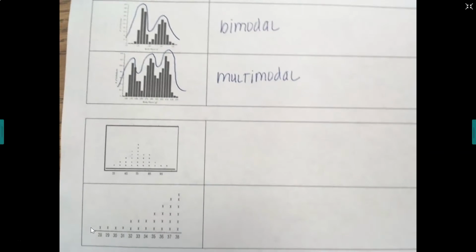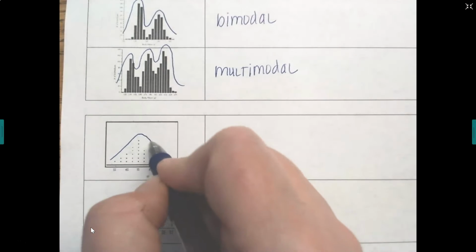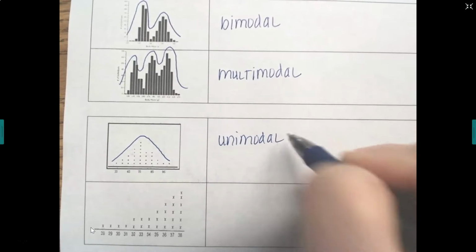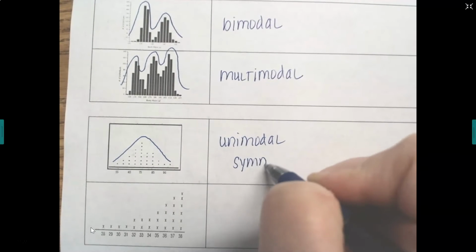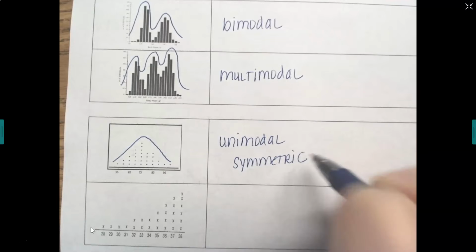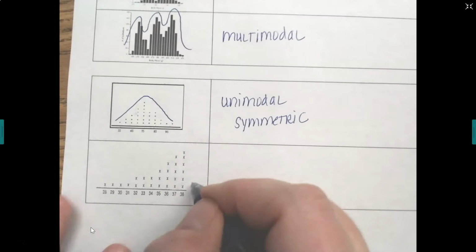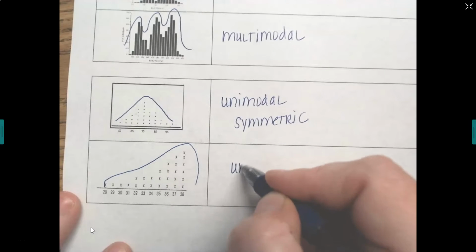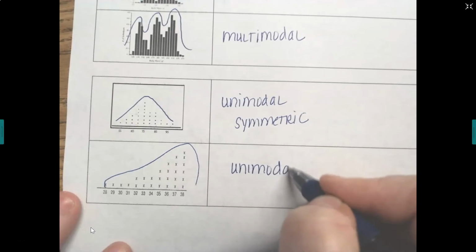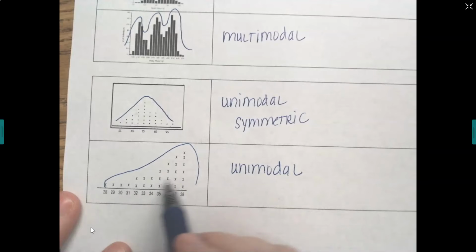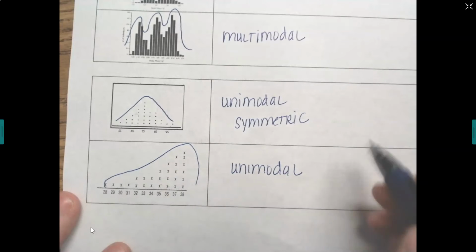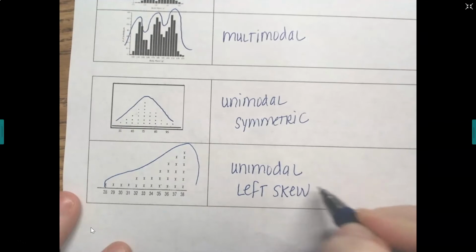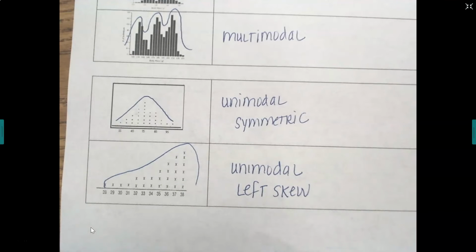I've got a couple of dot plots here. Throw a blanket over your dot plot. It is unimodal, and it's symmetric. Okay, we have one peak, so we can still call that unimodal. And the tail is to the left. You've got most of the data here, but you've got some pulled off to the left, so we're going to call that a left skew.